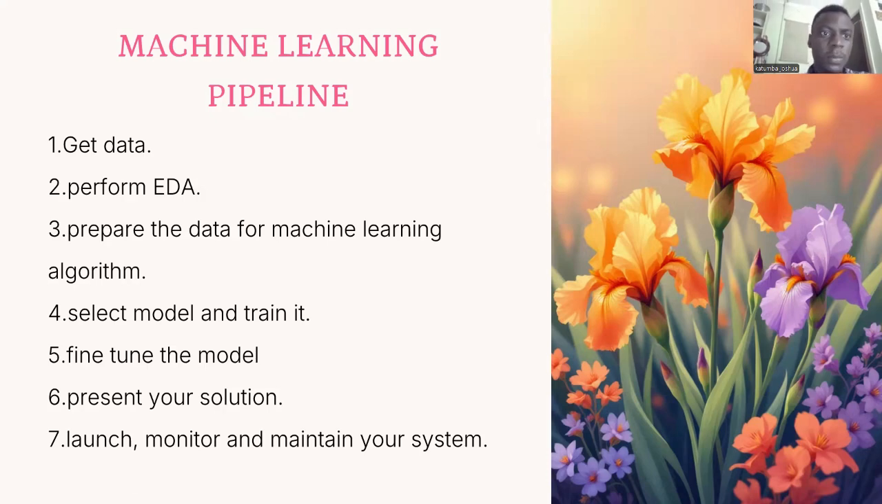Yes, so in this part, I'll be going through the machine learning pipeline. Now, the first thing is to get the data. Then after getting the data, you perform the EDA. Then we prepare the data for machine learning, that's for the algorithm. We select a model, then we train that model. After training that model, then we fine tune it. And finally, we present our solution and launch it into a system.